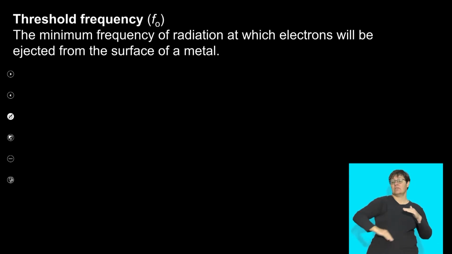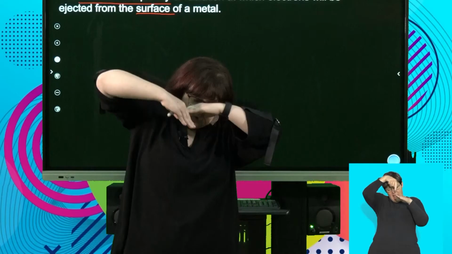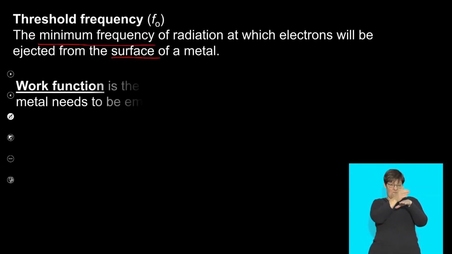Threshold frequency, remember, is the minimum frequency of radiation. So that's any part of the electromagnetic spectrum, usually referring to light, at which electrons will be ejected from the surface of a metal. Please don't forget the word surface here, because the photons only hit the top of the metal, okay? So it's the surface electrons that are going to come off. It's not like the photons go all the way into the metal and then eject them. It's the ones at the top, okay, because those are easy to get out.